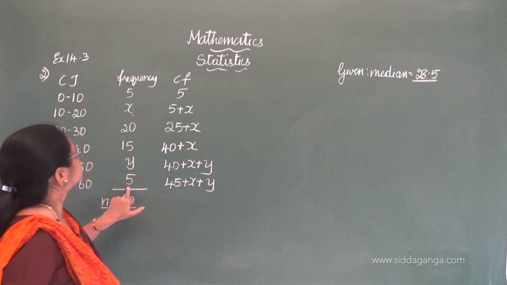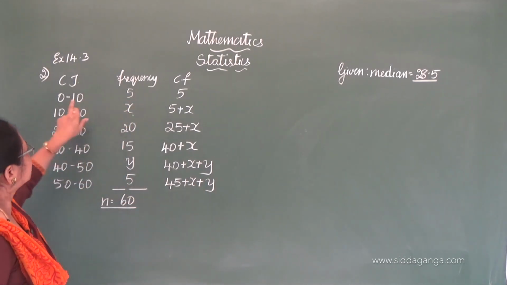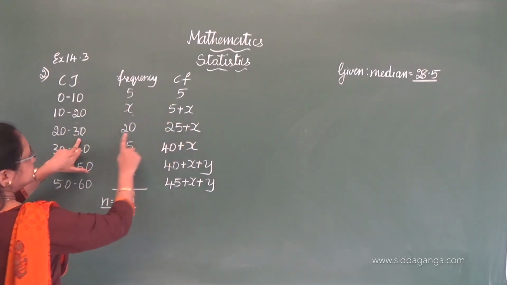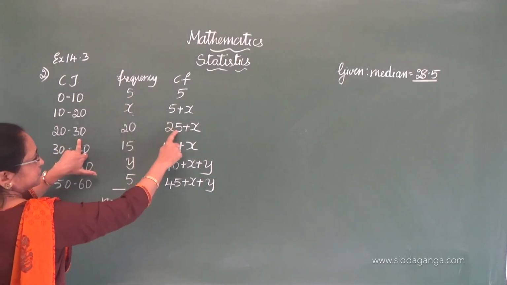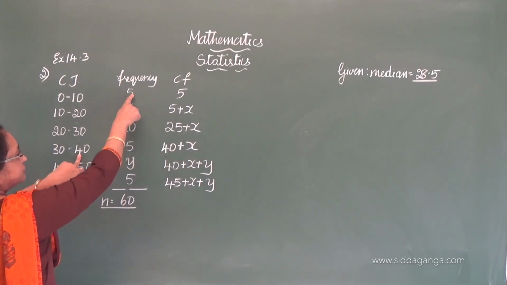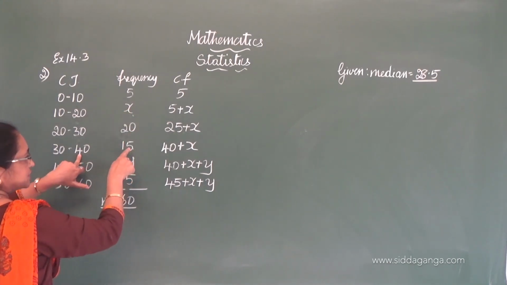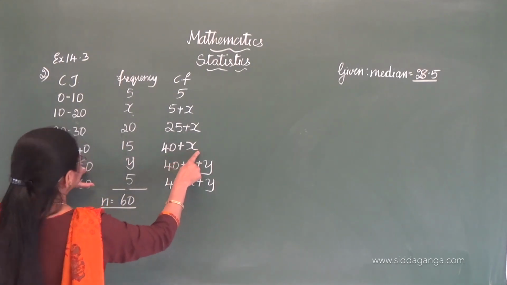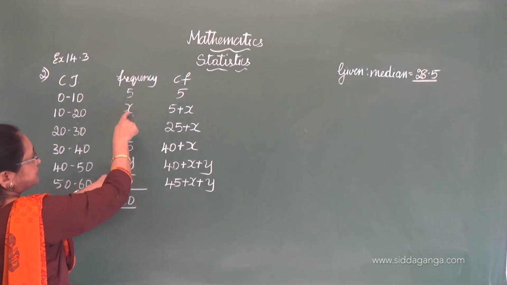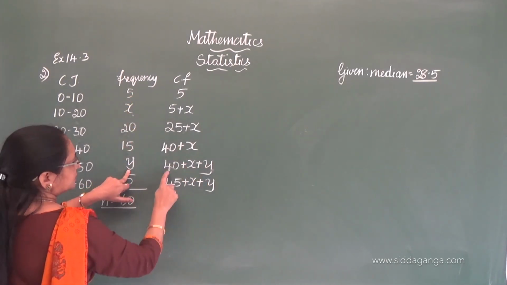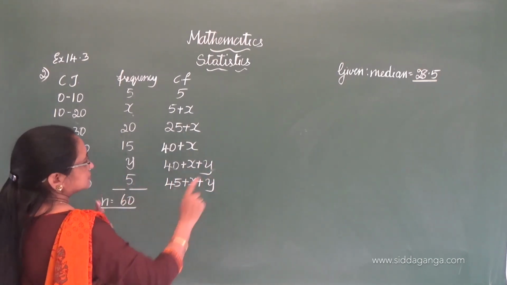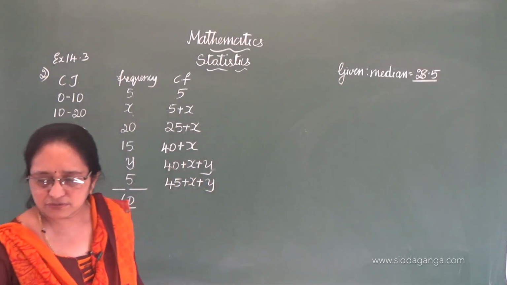Is it clear? See here, less than 10, 5, less than 20, 5 plus x, less than 30, 20 plus 5 plus x, 25 plus x, less than 40, 40 plus x, less than 50, 40 plus x plus y. Next 45 plus x plus y. So this is our cumulative frequency.